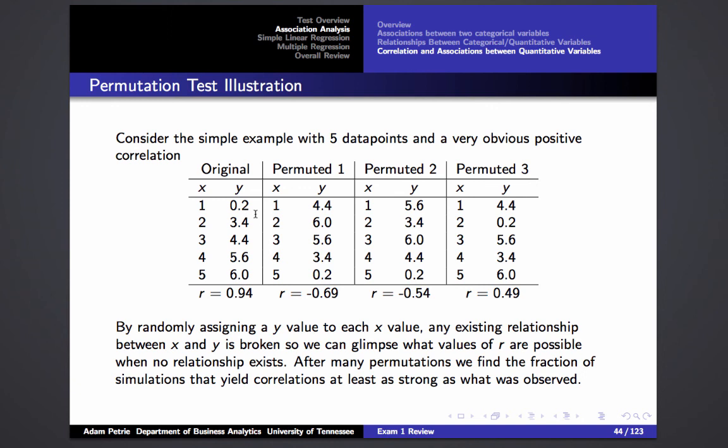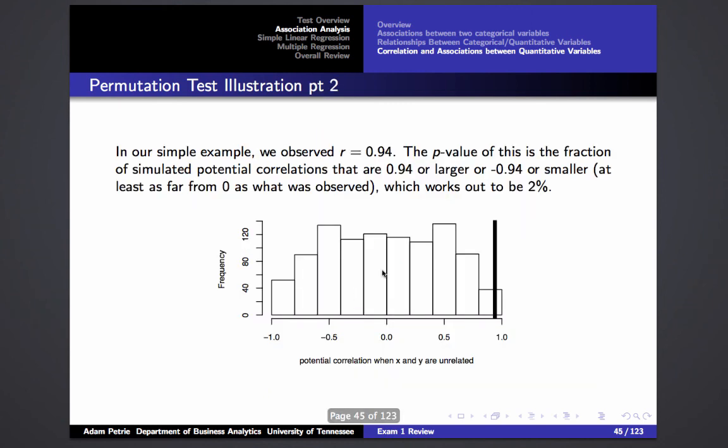Okay, here's an illustration of making those permuted data sets, randomly pairing together x and y, calculating the correlation between them, and then looking to see what values of r happen by chance, and then calculating the p-value. The observed correlation in this case was 0.94, so the p-value is the fraction of those permuted data sets whose correlations were 0.94 or bigger, or minus 0.94 or smaller, at least as strong as 0.94.